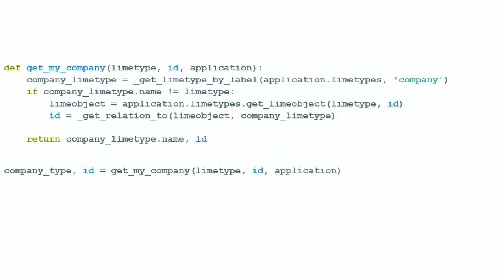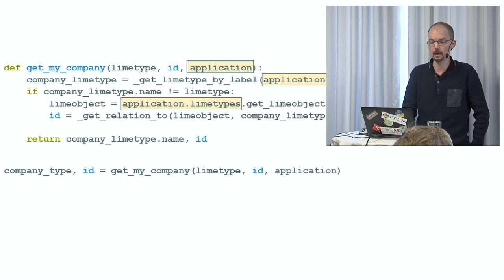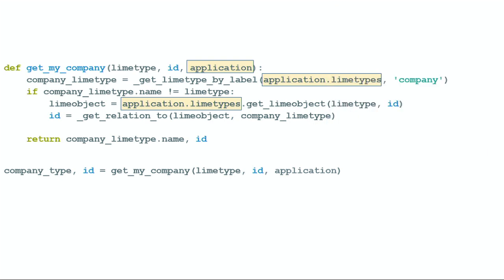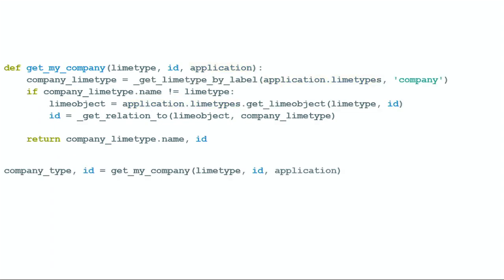Let me show you what I mean by looking at this function. We have the application argument here. It's not used for anything within this function other than passing it on to the getLimeTypeByLabel function, or it's used for this function to find where exactly the other getLimeObject function is implemented right now. But what if we change that to something like this? Let's go back to the bouncing argument.